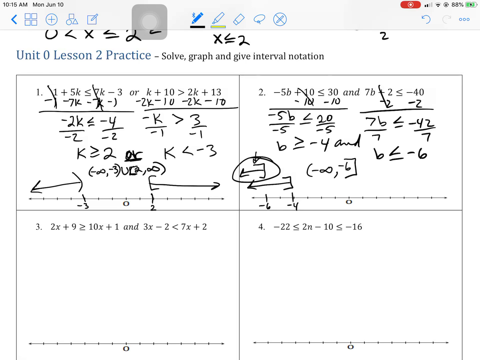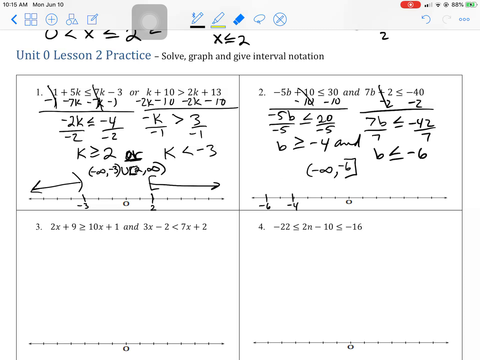Oh, wait, no, gosh. And if this was in class, you'd be yelling at me by now. What did I do wrong? This is an and. It is an and. I'm looking at my key. And up, one was a greater than. I made them both a less than. Sorry.